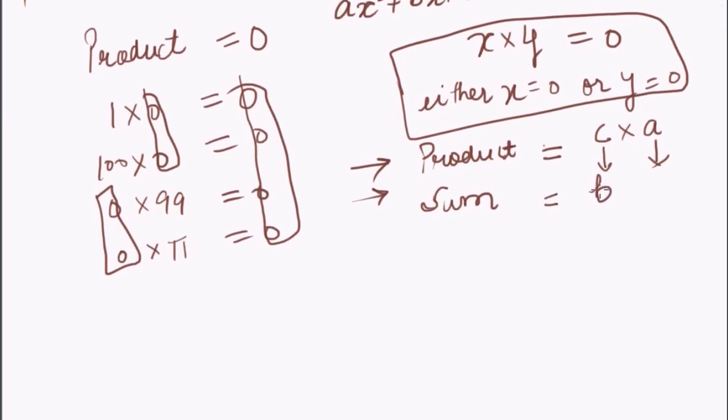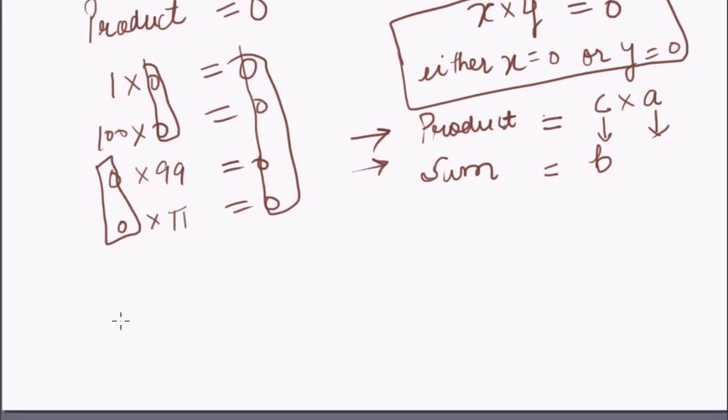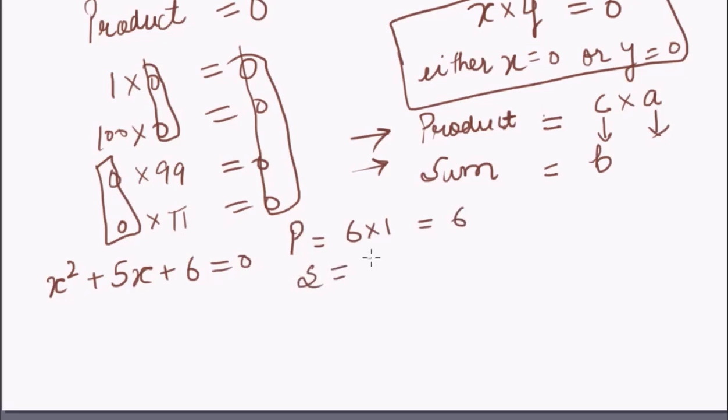We'll be expressing the sum b as the addition of the factors of this product. Let us see how. Let there be an equation x square plus 5x plus 6 equal to 0, a quadratic one. Product here is 6 into 1, that is 6, and sum is 5.